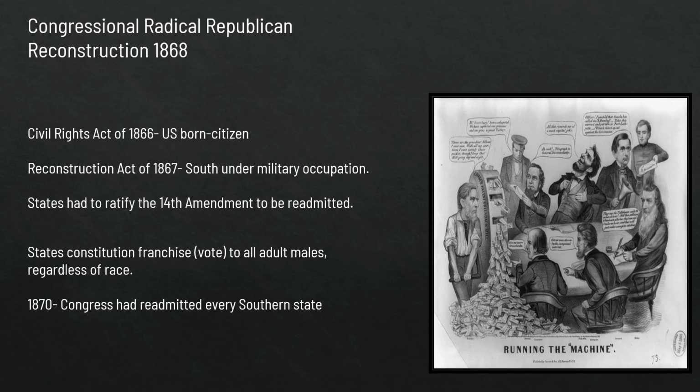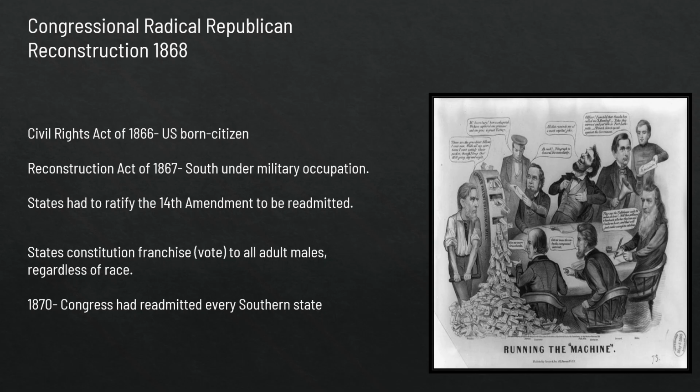So in 1868, the Congressional Radical Republicans take control of Reconstruction. They're determined to reshape the South. They want to give civil rights to formerly enslaved people. They create the Civil Rights Act of 1866. They declare all people born in the United States, regardless of race or previous condition of servitude, are free. So to enforce these rights and prevent Southern resistance, Congress passes the Reconstruction Act of 1867.